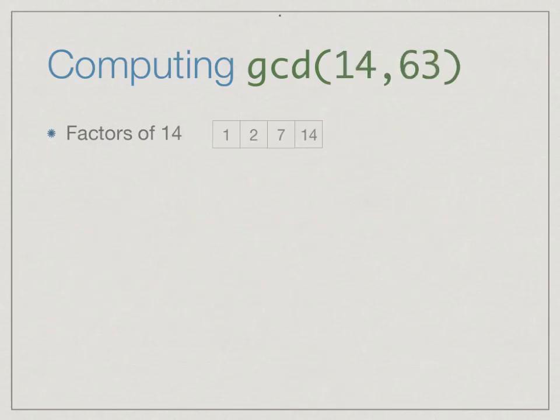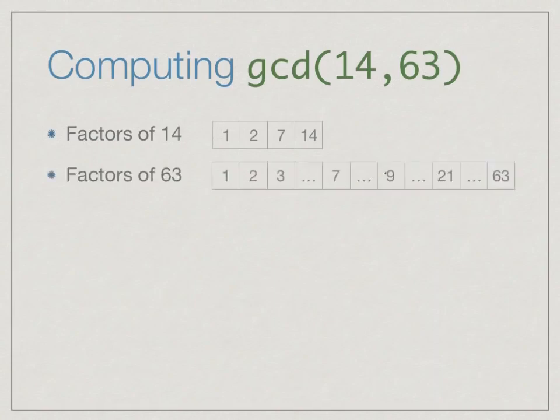So the next step in computing the GCD of 14 and 63 is to compute the factors of 63. In the same way, we write down all the numbers from 1 to 63 and we check which ones divide. So again, we'll find that 1 divides. Here 2 does not divide because 63 is not even. 3 does divide. Then we'll find a bunch of numbers here which don't divide. And then we'll find that 7 divides because 7 nines are 63. Then again 8 does not divide, but 9 does. Then again there is a large gap of numbers which don't divide. And then 21 does divide because 21 threes are 63. And then finally we find that the last factor that we have is 63.